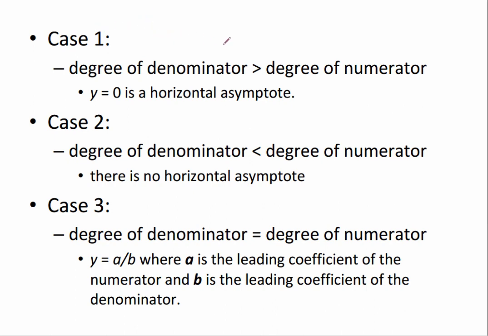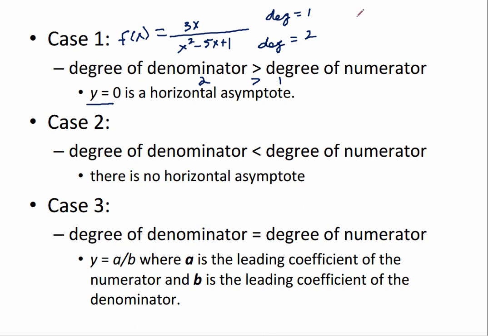So let's take a look at an example of each one of these and try to make sense of them. Let's say we give you f of x is equal to 3x over x squared minus 5x plus 1. In this case, the degree of the numerator is equal to 1, and the degree of the denominator is equal to 2. So we've got the case where 2 is greater than 1. In that case, y equals 0 is the horizontal asymptote.